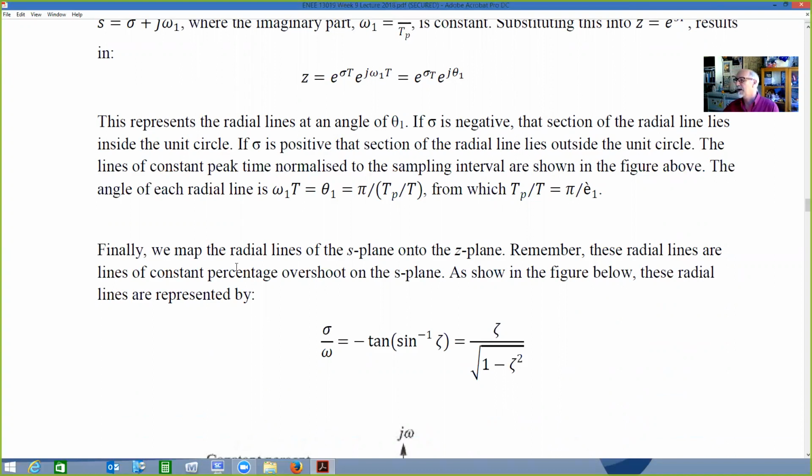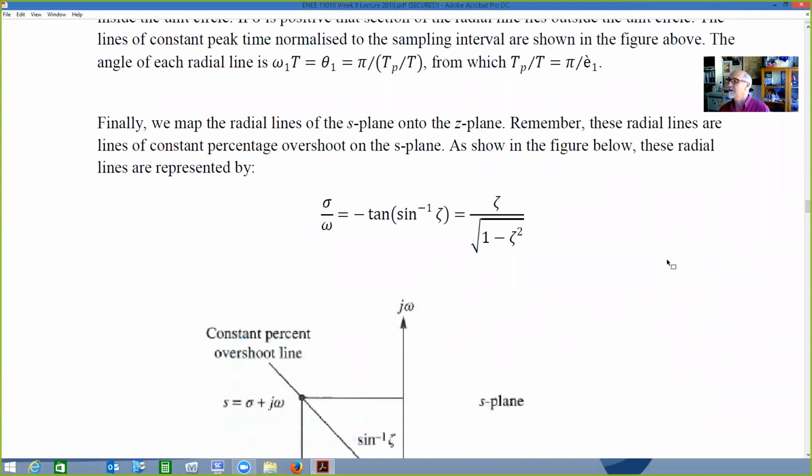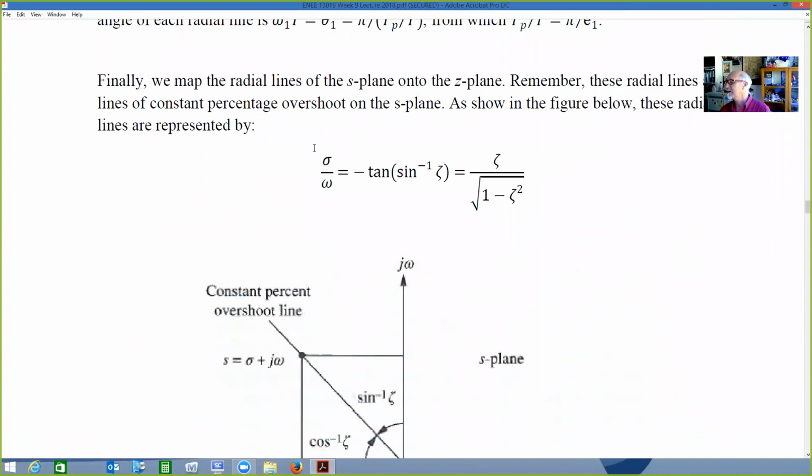Finally, we map the radial lines of the S-plane onto the Z-plane. Remember, these radial lines are lines of constant percentage overshoot on the S-plane. Shown in the figure below, as we showed, these radial lines are represented by that. So again, this is nothing new.